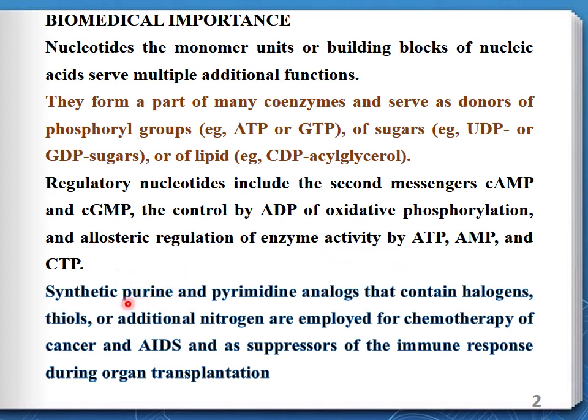Synthetic nucleotides, like synthetic purine or pyrimidine analogs containing halogen, thiol, or additional nitrogen, may be used as drugs in chemotherapy of cancer and AIDS, and for immune response suppression during organ transplantation.